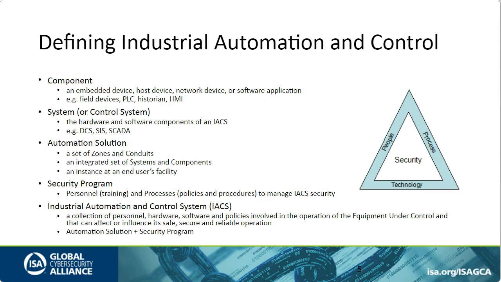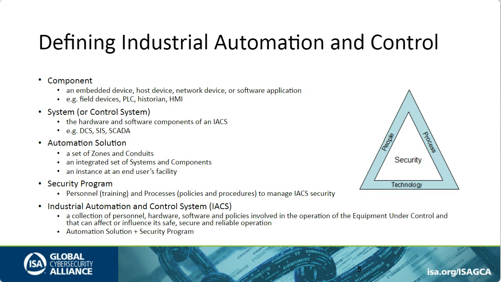Here are some key terms that are used throughout the 62443 series. Components are used to build systems. The types of components identified in the standard are embedded devices, which are special purpose devices designed to directly monitor or control the equipment under control. Examples are programmable logic controllers, safety instrumented systems, or DCS controllers.